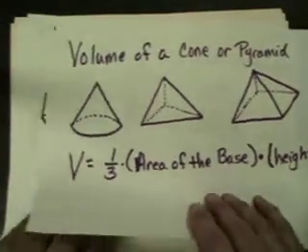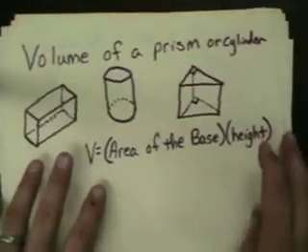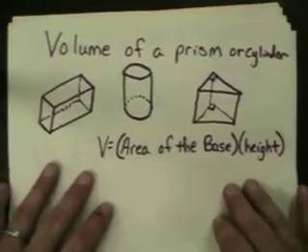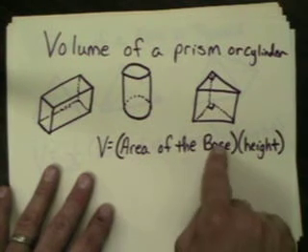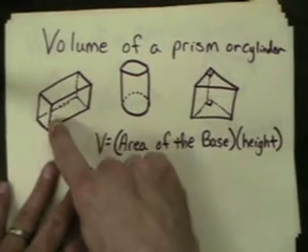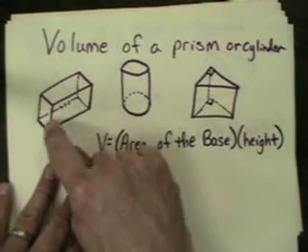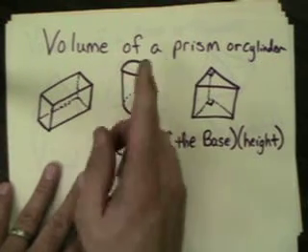Okay, so I don't want to start with cones. Here we go. Here's the ones I like. Volumes of prisms or cylinders. In a prism or cylinder, we're going to talk about a new way of doing it. We're going to find the area of the base and multiply it times the height. You've done this all along. If you had a rectangular prism like this, you did length times width times height.